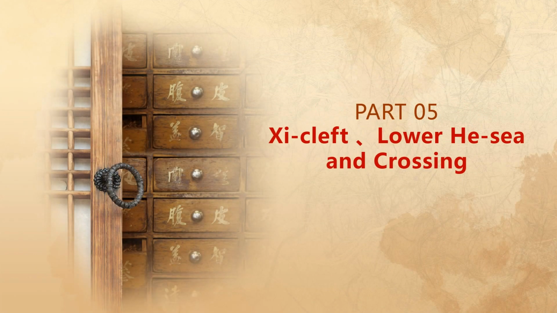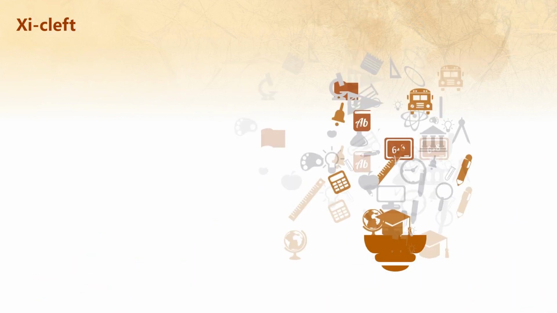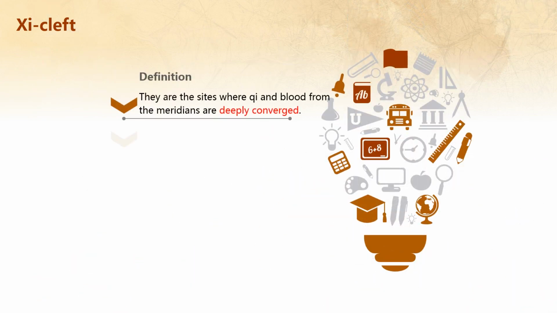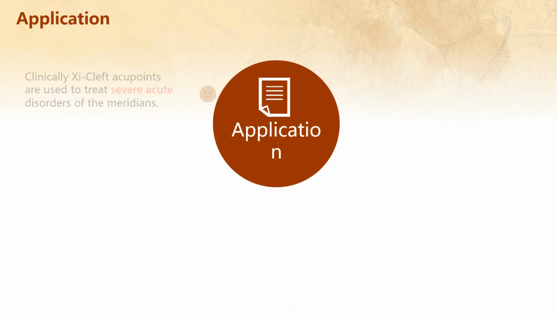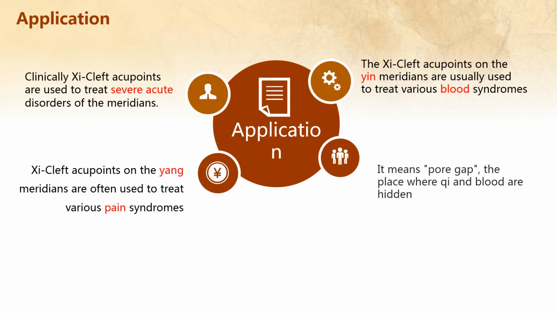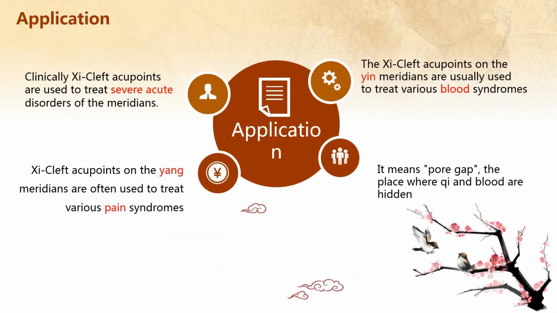And part 5, cleft points, lower he points, and crossing points. Cleft points are the spots where qi and blood from the meridians are deeply converged. Each of the 12 meridians and the 4 extraordinary vessels has a cleft acupoint on the limbs. Clinically, cleft acupoints are used to treat severe acute disorders of the meridians.